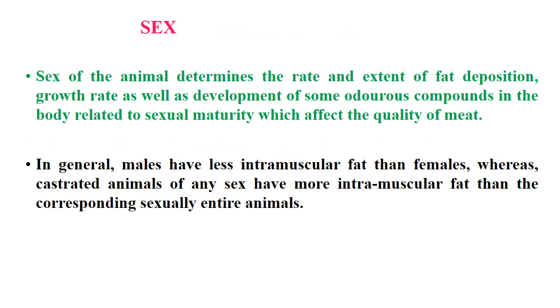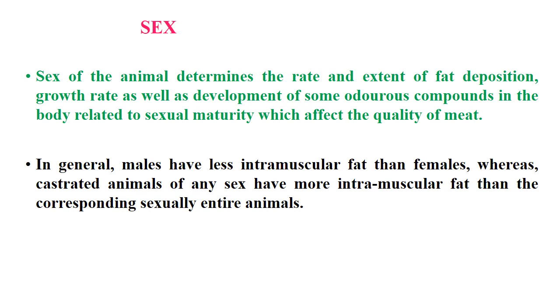Now about the sex, that is the sex of the animal from which meat arises. This also determines the extent of fat deposition and growth rate, as well as the development of some odorous compounds in the body related to sexual maturity, which affect the quality of meat. So between male and female there is a difference in fat deposition, growth rate, and odorous compounds with sexual maturity, and that affects meat quality.